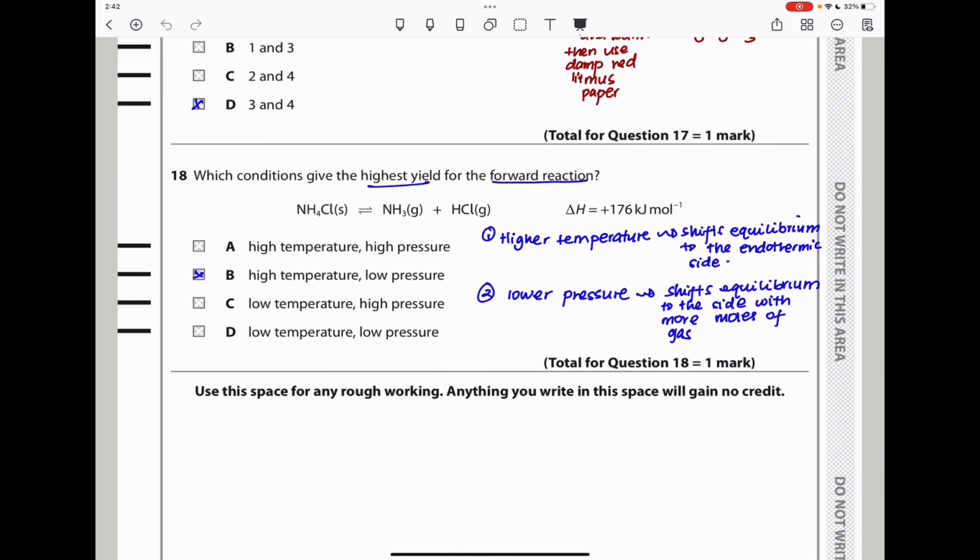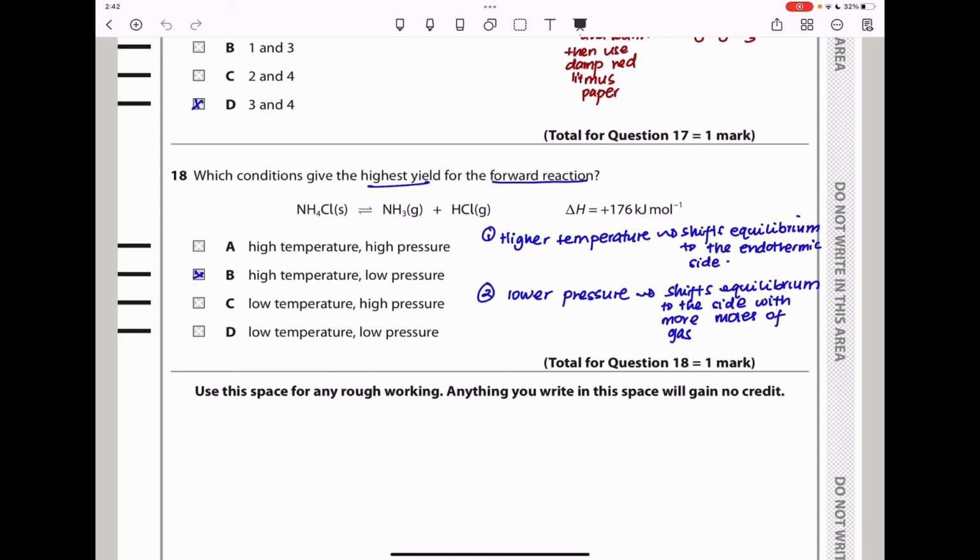Now question 18 says, which conditions give the highest yield for the forward reaction? Now remember, highest yield for the forward reaction, we have to look at it producing more products. Which conditions are going to produce more products? The conditions we are looking at are temperature as well as pressure. Since the forward reaction is endothermic, it means it's going to be favored by an increase in temperature. So a higher temperature will shift equilibrium to the right-hand side, producing more product and creating a higher yield. So I said higher temperature shifts equilibrium to the endothermic side, which is the product side. So we need high temperature.